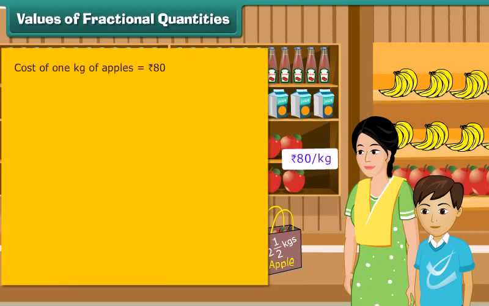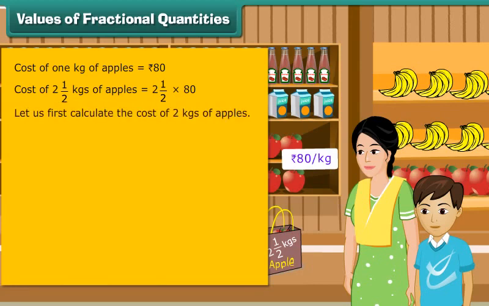Cost of 1 kg of apples is rupees 80. Cost of 2.5 kgs of apples is equal to 2.5 multiplied by 80. Let us first calculate the cost of 2 kgs of apples. Cost of 2 kgs of apples is equal to 2 multiplied by 80, which is equal to rupees 160.